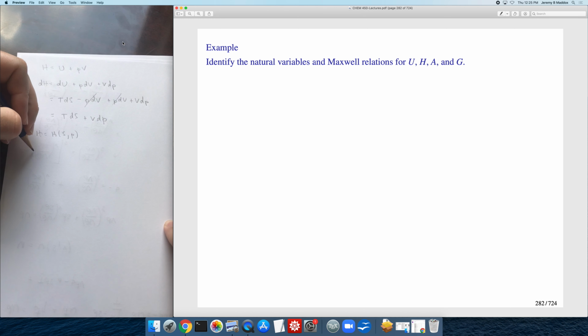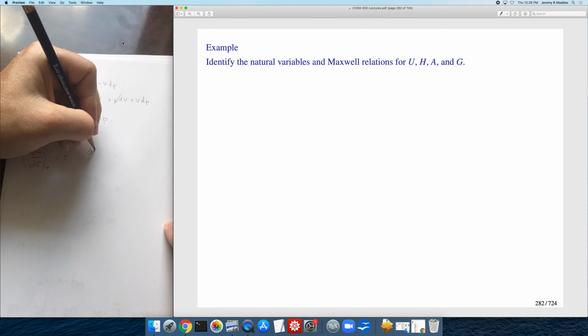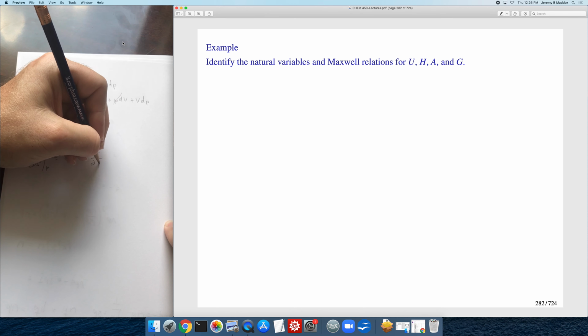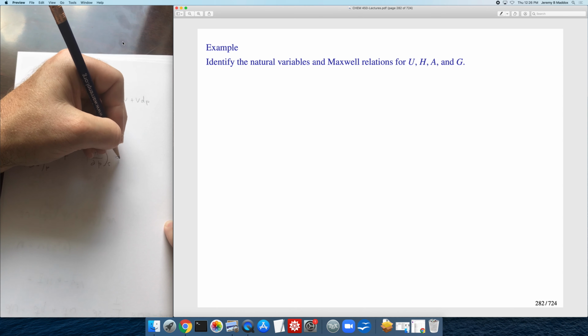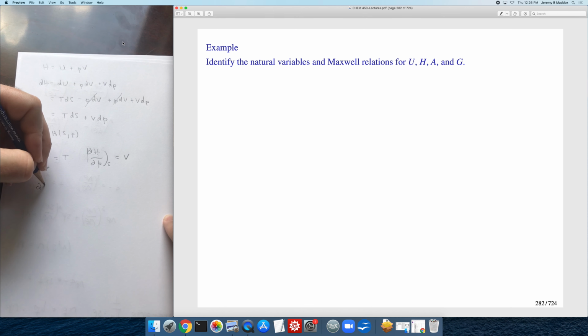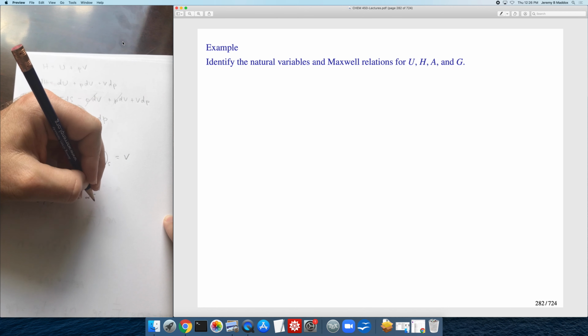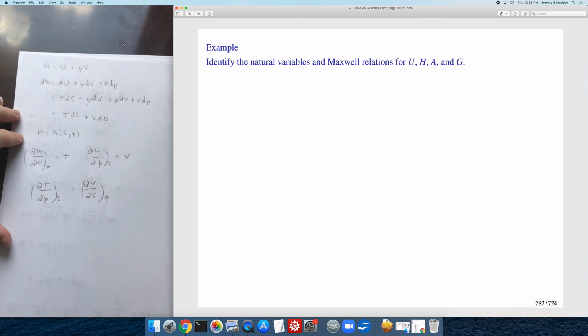And we can identify these partial derivatives, like so. And then we can also get the Maxwell relationship. So I'm going to construct the mixed partial derivative. And that's the result.